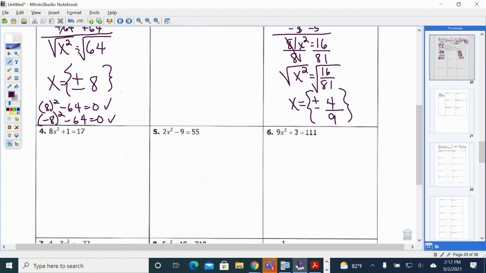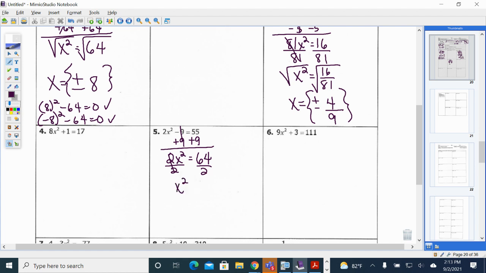Let's look at number 5. We've got 2x squared minus 9 is equal to 55. So again, step number 1 is to get the x squared by itself. So I'm going to get rid of the minus 9. The opposite of minusing a 9 is adding a 9. And we're going to add that to the 55. 55 plus 9 is 64. And then we still need to divide by the 2 before we can square root both sides.